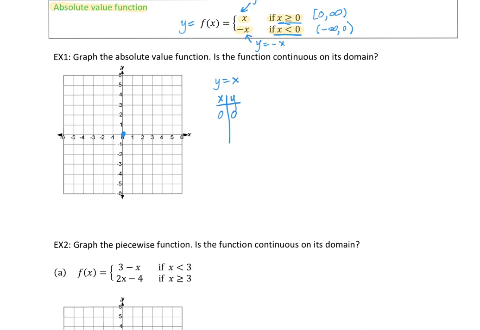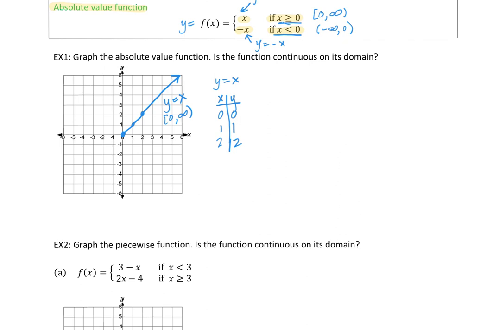And then I can just get a few more points that are greater than 0 because that's what the interval says. So maybe 1, 2, and we'll see what it looks like. If I put in 1 for x, I get 1 for y, 2 for x, 2 for y. So it's going to pass through 1, 1, 2, 2, and I could put more points in, but I can already see that I get this portion of my absolute value graph, and this is when y is equal to x, and it's just on this interval starting with 0 to infinity for those x values.